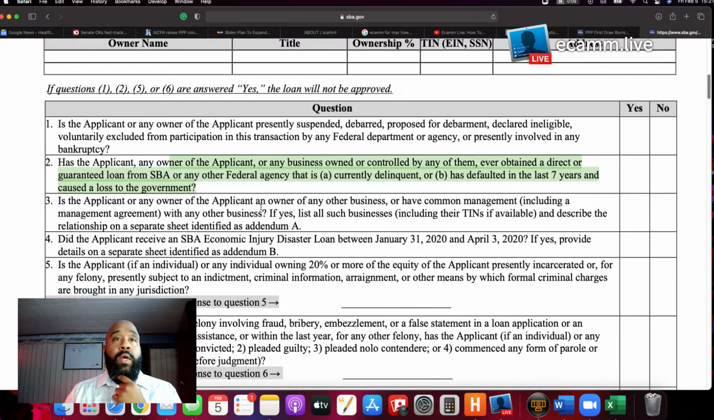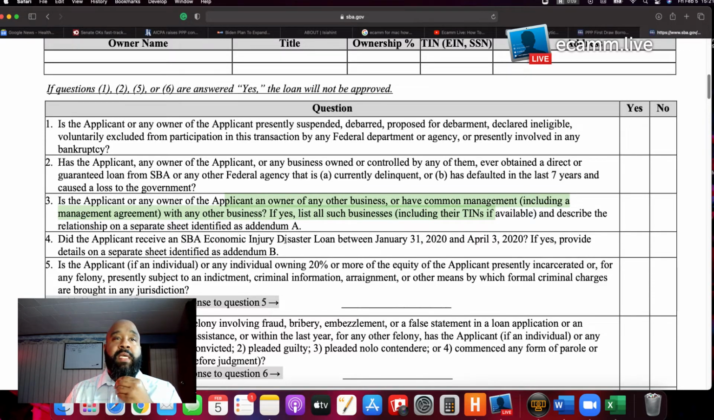Is the applicant or any owner of the applicant an owner of any other business, or have common management, including a management agreement? What they're talking about here is they don't want a Steak 'n Shake situation. So they want you to clearly identify who you're affiliated with so that you're not circumventing the 300 employee requirement or the number of profit requirement.